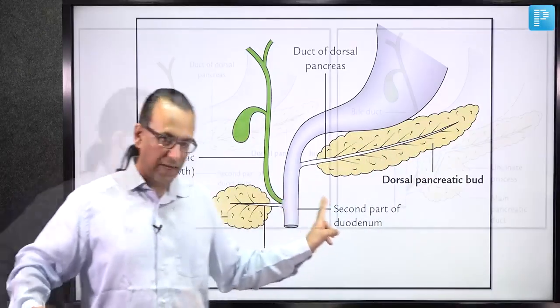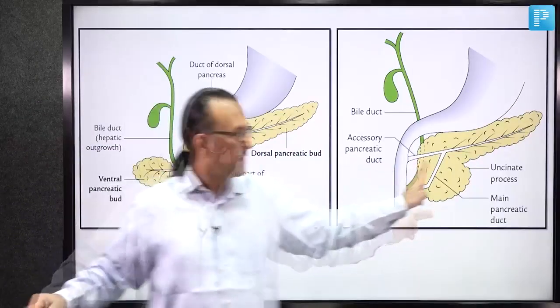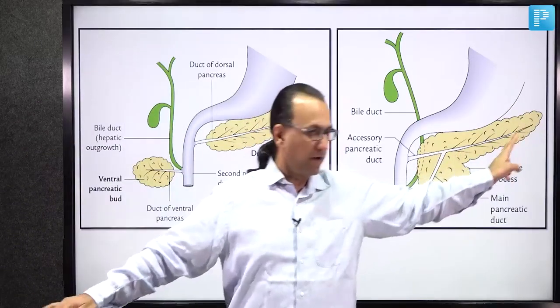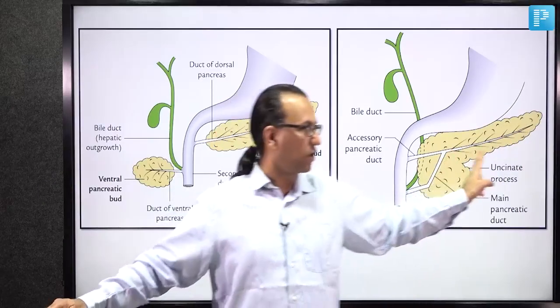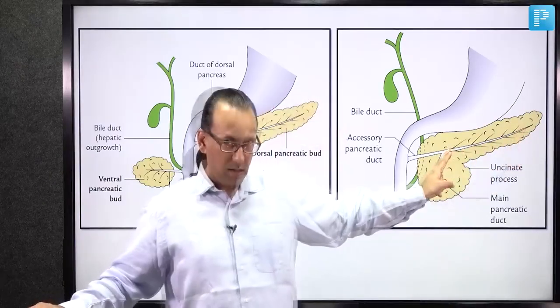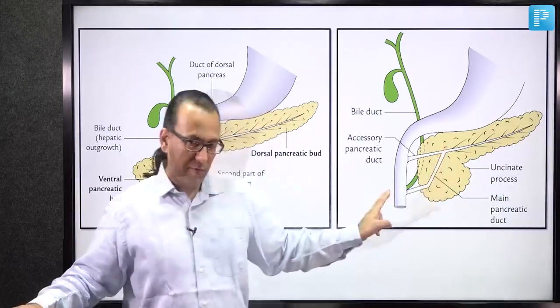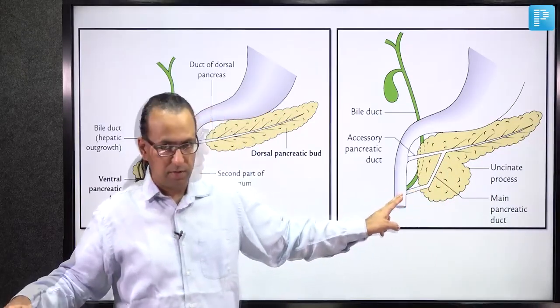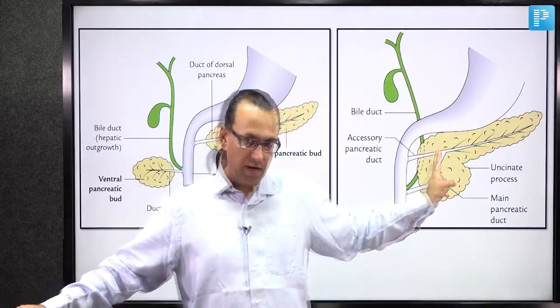Now let us look at the next diagram. As we can see, the ventral pancreatic bud has moved to the dorsal side, and the dorsal pancreatic bud is forming the distal part of the pancreatic duct, which is the duct of Wirsung, while the proximal part of the main pancreatic duct of Wirsung is contributed by the ventral pancreatic bud. And here you can see the accessory pancreatic duct of Santorini as well.